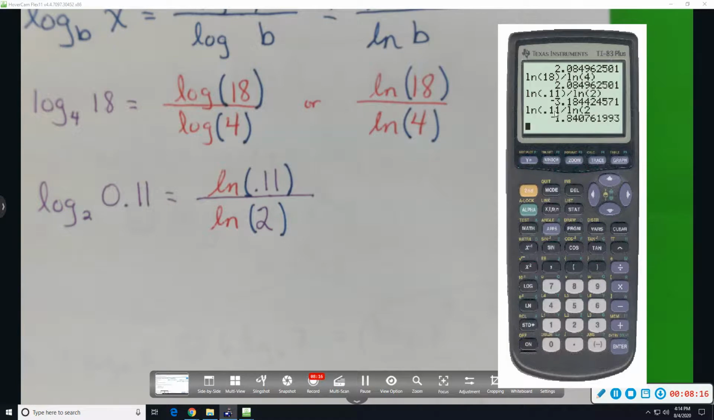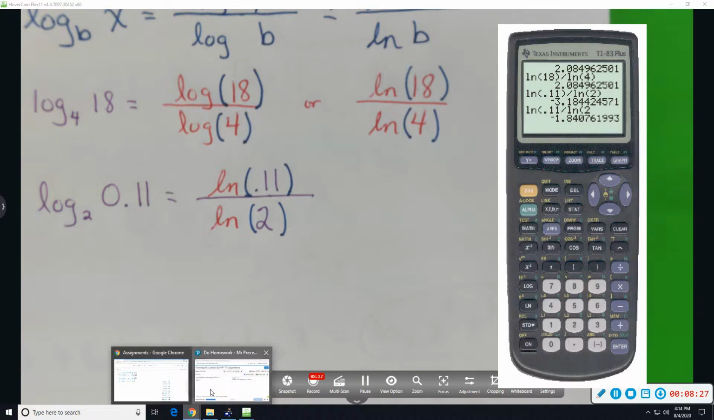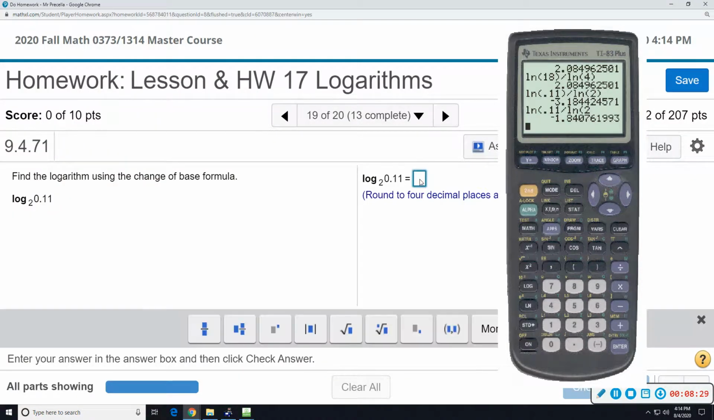Not even close. So which one's right? Well, I'm telling you it's the top one, the negative 3.18. Let's punch that one in first. Negative 3.1844, rounding to 4 decimal places. Negative 3.1844. There. And let's check.